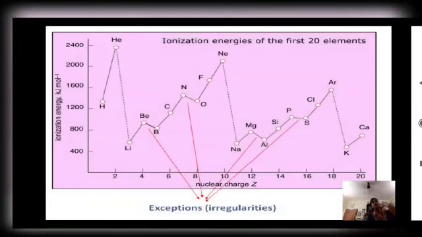Here are the values of the ionization energies of the first 20 elements of the periodic table. This is simply a set of values. You don't need to remember this. This is just for your knowledge.